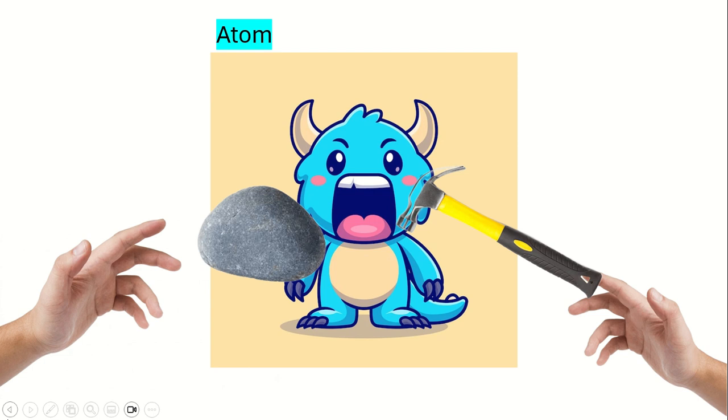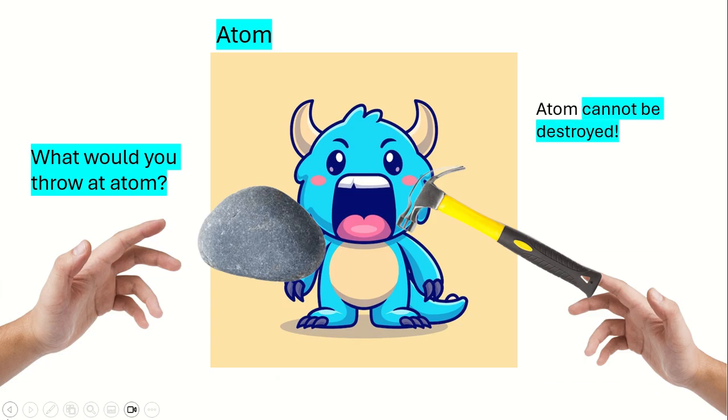I don't see any injuries. I don't see any blood. I don't see any wounds. So he's still fine. What do you think you can throw at Atom to break him, right? You can pause the video to answer. So there is nothing that you can throw at Atom for him to be destroyed. He is very strong, and Atom cannot be destroyed, as you can see on the right hand of the screen.